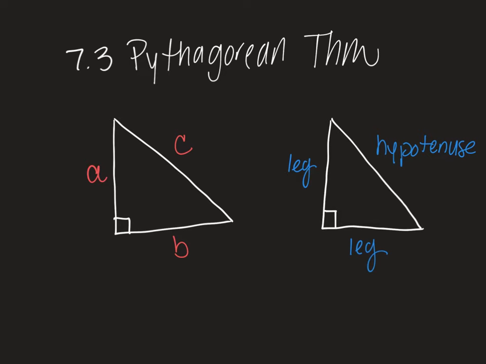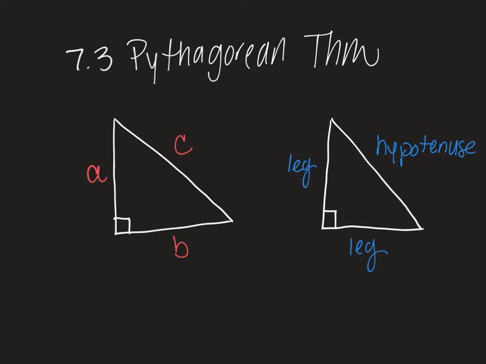Alright, so in this particular section of chapter 7, we are moving away from area and we're going to talk about the Pythagorean theorem, which allows us to find the lengths of sides of right triangles. We have used this in physical science already this year, so hopefully this is fairly familiar to you guys.